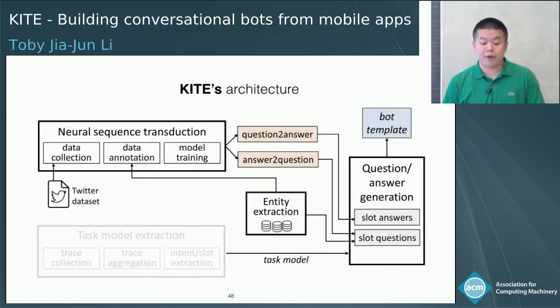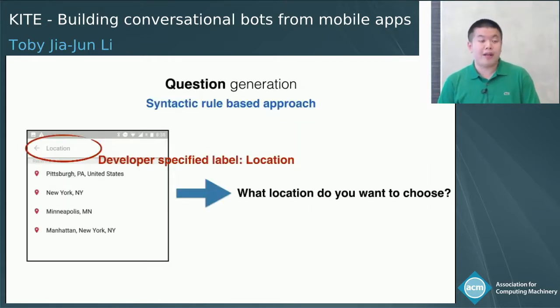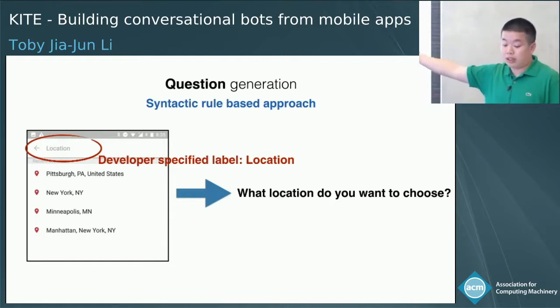Once we extract the task model, KITE will generate questions and answers for each intent and slot in order to support user conversation. It takes a hybrid rule-based and neural network approach. For slots with semantically meaningful developer-specified labels like this, we just use a simple syntactic rule to generate questions.